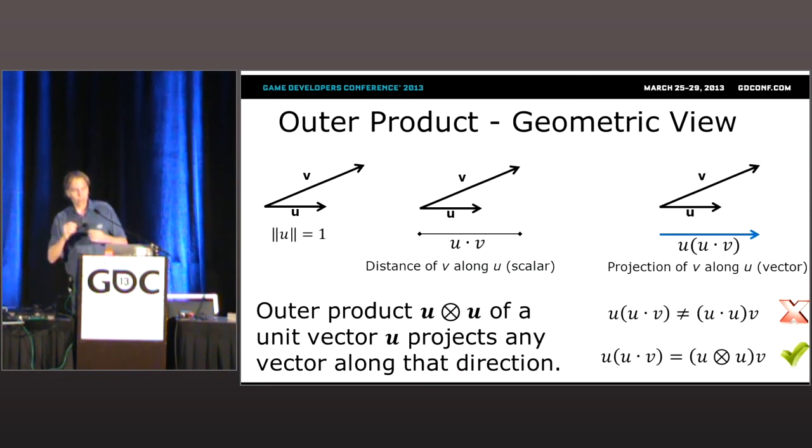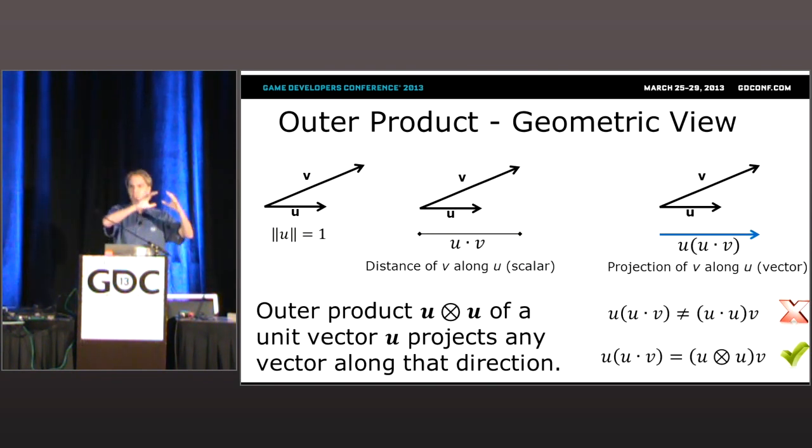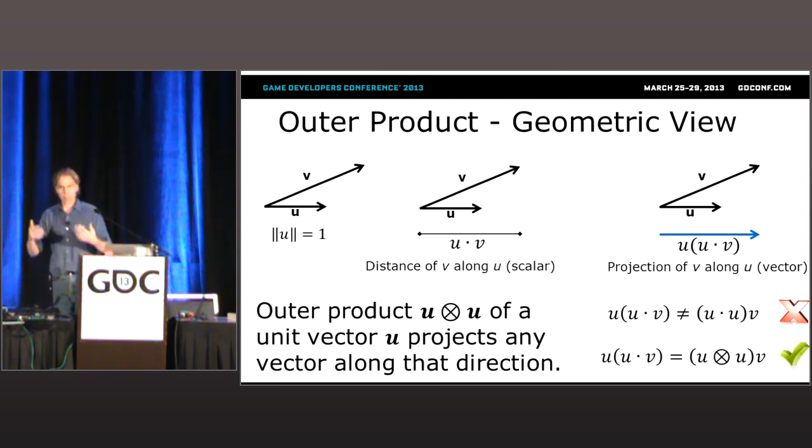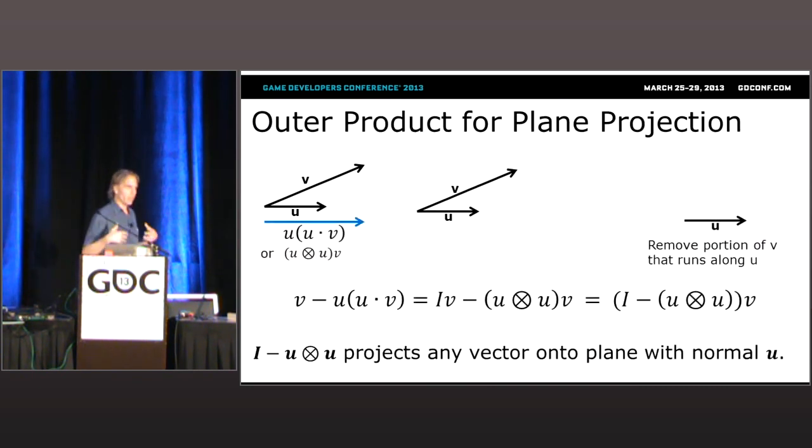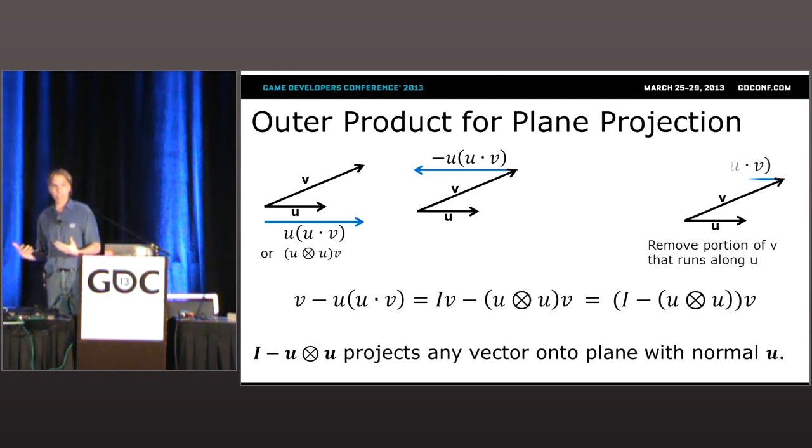Okay. So now if we have u times u dot v, can we change the brackets and move it over to the left so it's u dot u times v? Well, that doesn't work, because that's just 1 times v, which is v, which is different than this projection vector that we wanted. So to do that, you take the outer product of u with itself, and that gives you a 3 by 3 matrix that, if I multiply that matrix by any vector, projects it onto that line.